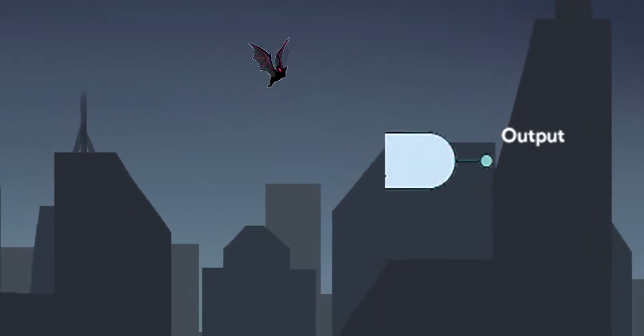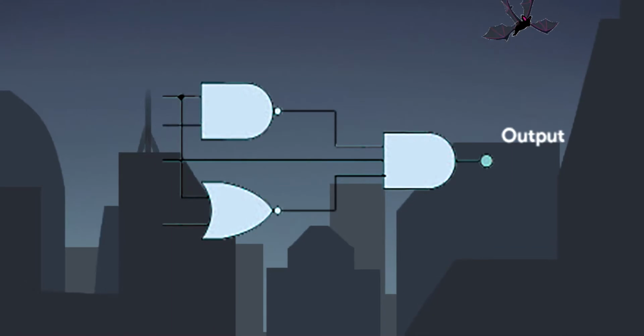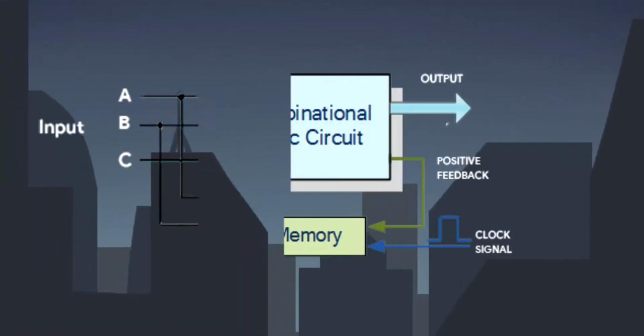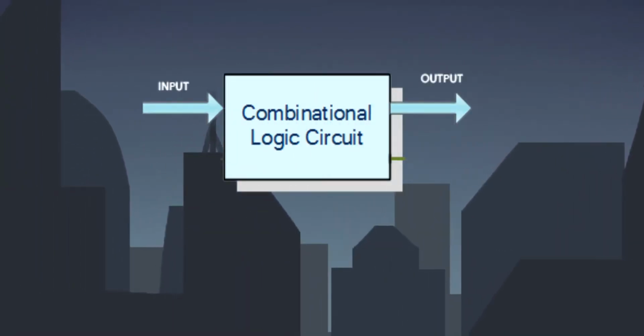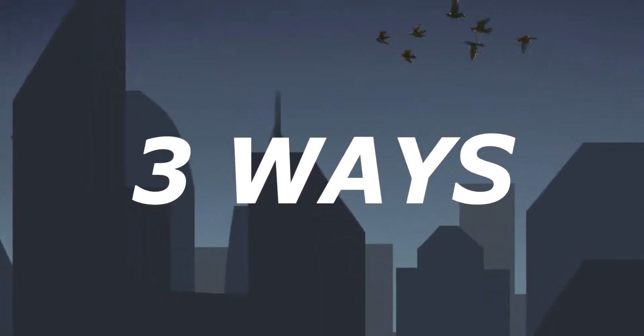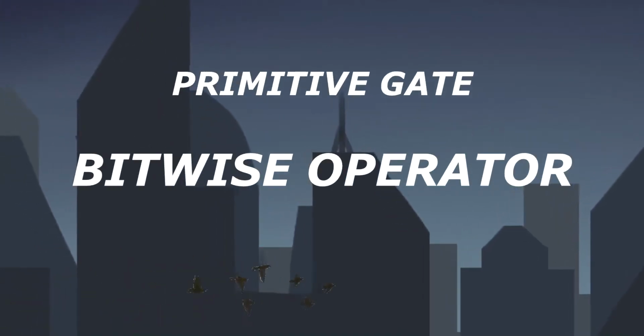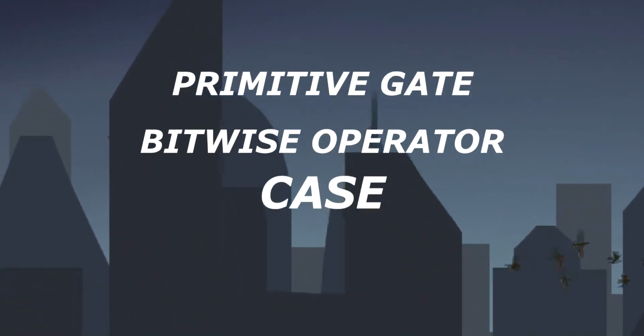In simple terms, a combinational logic circuit is a circuit whose output only depends on the input at that time. There is no memory that contains information from previous values. There are three ways to design a combinational logic circuit. The first is using primitive gates, the second is using bitwise operators, and the third is using case.